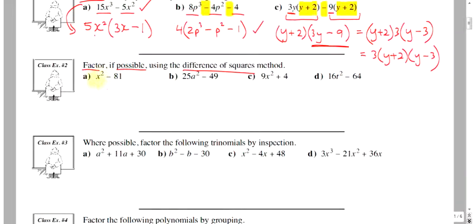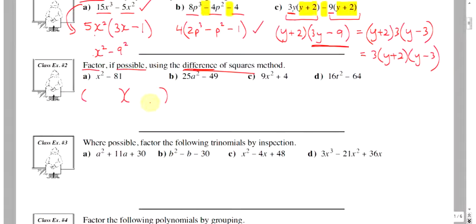Okay, what's the square of x? It's x squared. What's the square of 9? It's 81. And what's another word for difference? Subtract. That's why it's called a difference of squares. This is the square of x. That's the square of 9. And there's the difference. How do we do this?